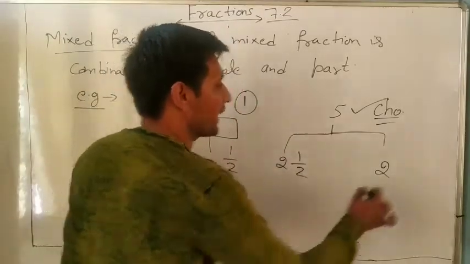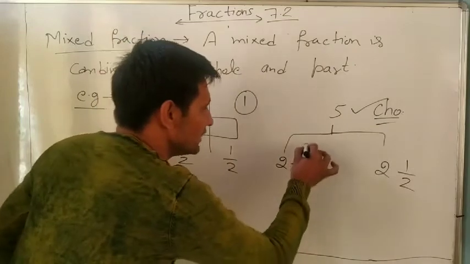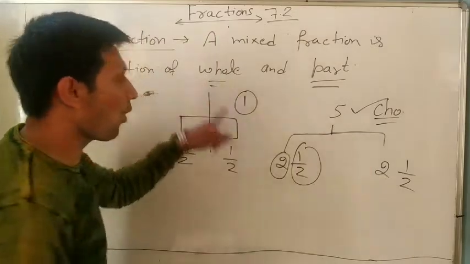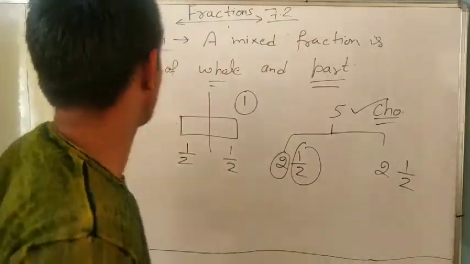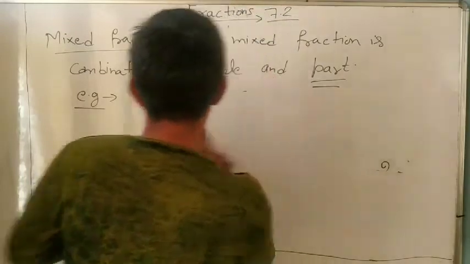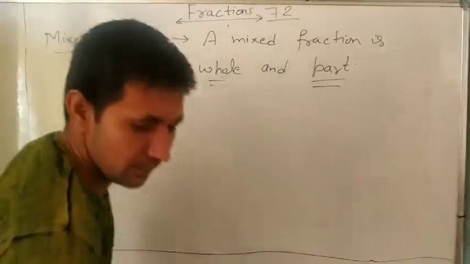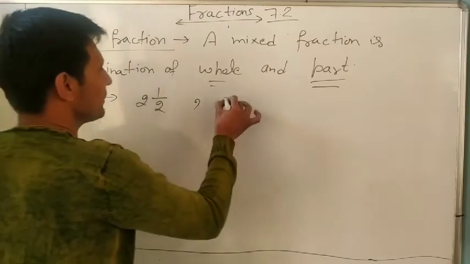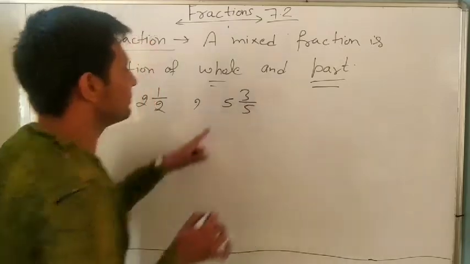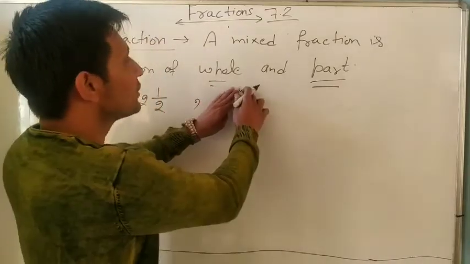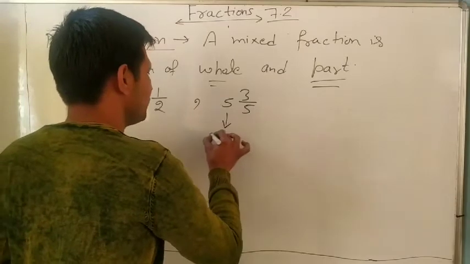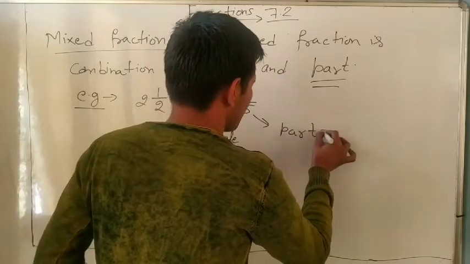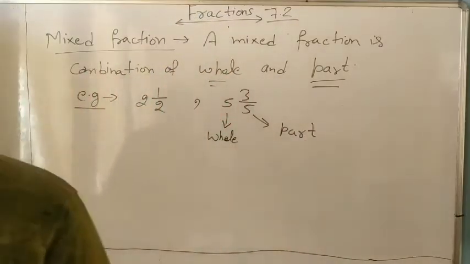So 1 by 2 you will take and 1 by 2 you will take. So it means this 1 by 2 is part and this 2 is a whole number. Whole is a complete thing. So you can write example. What is its example? 2 and 1 upon 2. Any more example? 5, 3 upon 5. It means 5 is a complete thing, and next 3 is out of 5 equal parts. So this is the whole, and this is the part.